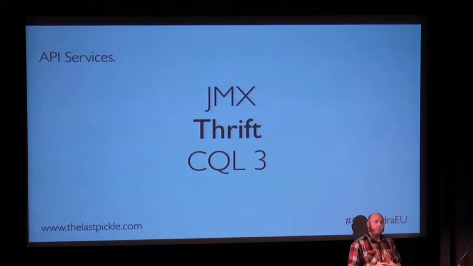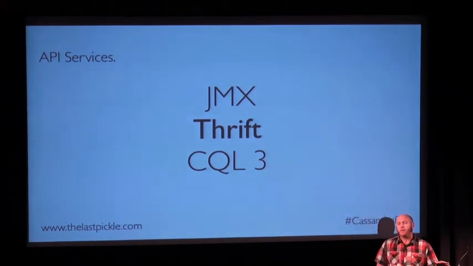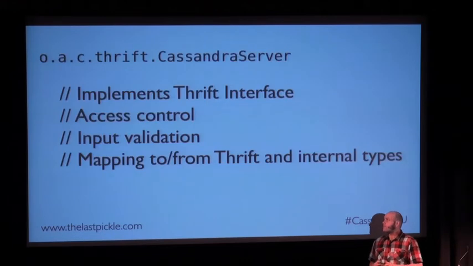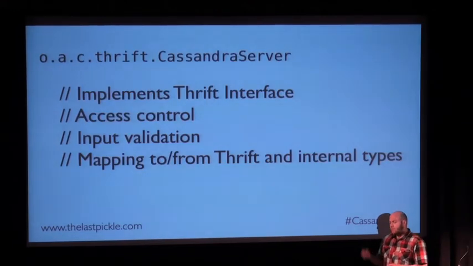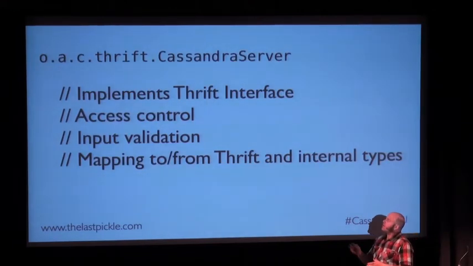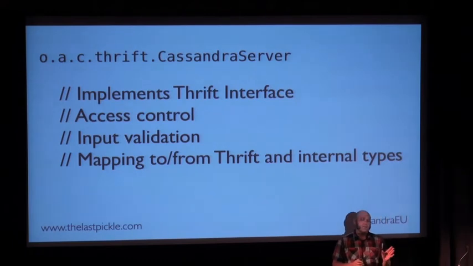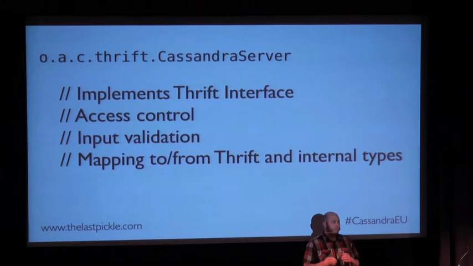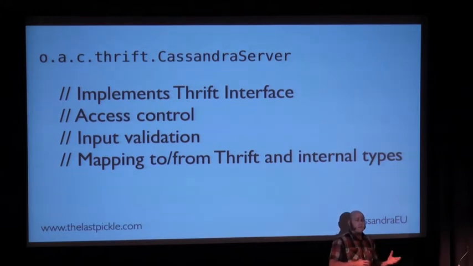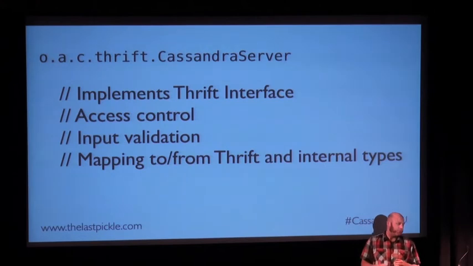Thrift works for us both at a transport and a service layer, double duty there. And its implementation starts in o.a.c.thrift.CassandraServer. And this guy implements the entire Thrift interface. So it does what you would expect. It has access control. It has input validation. It maps to and from Thrift types into the native Cassandra types, as we don't use Thrift internally.